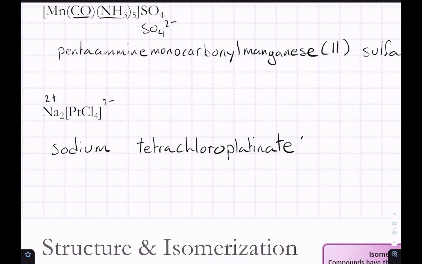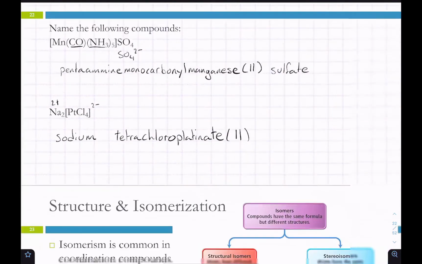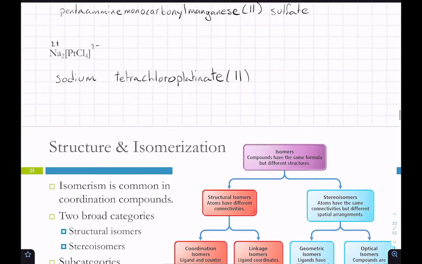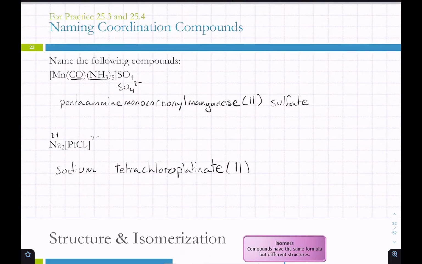And then what is the oxidation state of platinum? Yep, 2 plus. Because we have 4 chloro ligands, which are each going to be a 1 minus charge. So everything here, just like in ionic compounds, has to add up to 0. And if you don't have a counter ion present, then it'll add up to whatever the charge of the complex ion is. Everything inside the parentheses, or the brackets. All right, and then structure and isomerization. Are there any questions about ligands or naming complex ions, complex compounds?